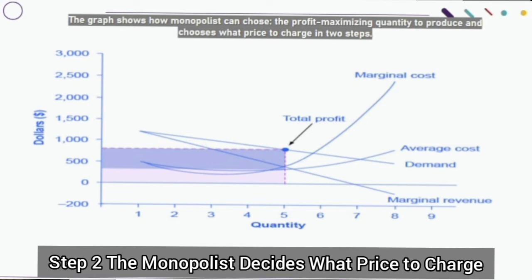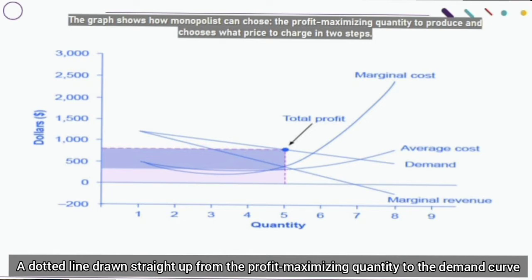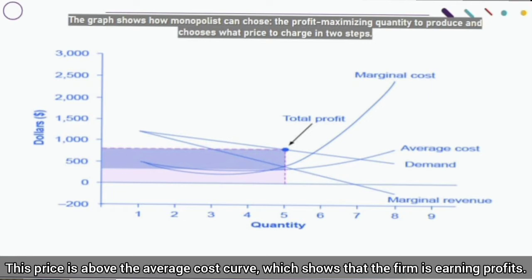Step 2 is the monopolist decides what price to charge. The monopolist will charge what the market is willing to pay. A dotted line drawn straight up from the profit maximizing quantity to the demand curve shows the profit maximizing price, which based on the graph is 800. This price is above the average cost curve, which shows that the firm is earning profit.